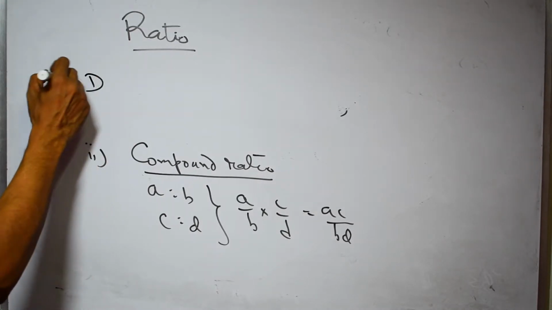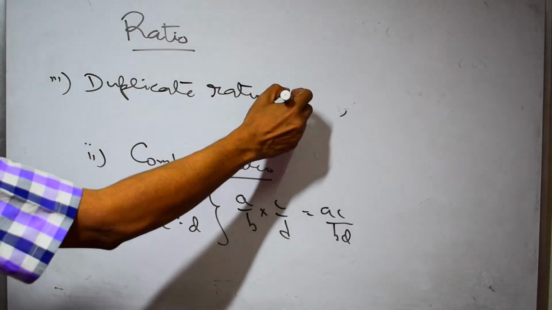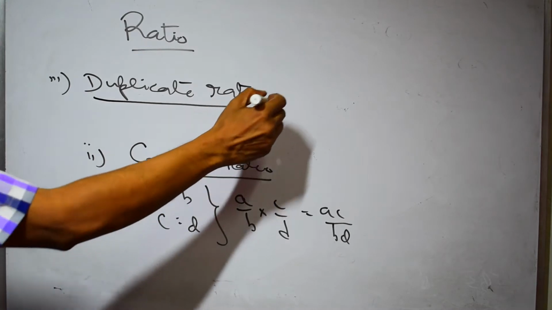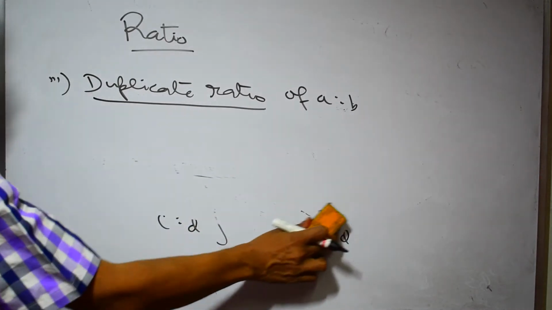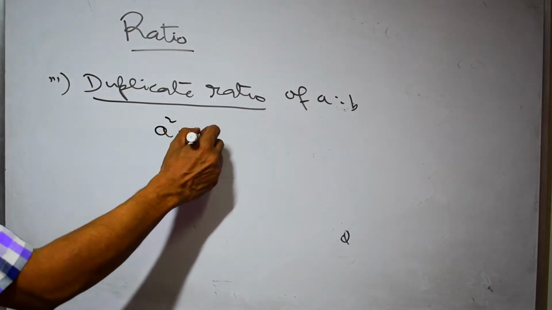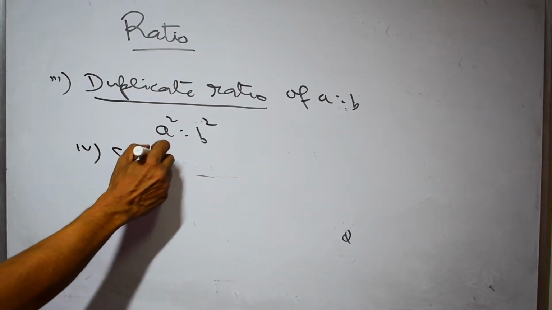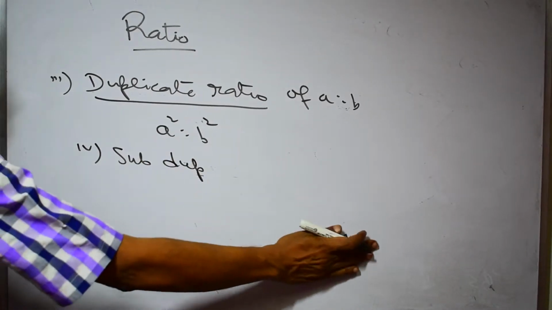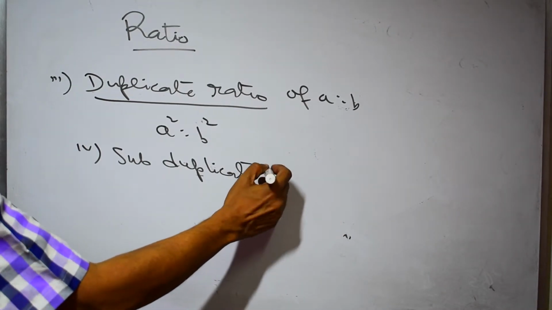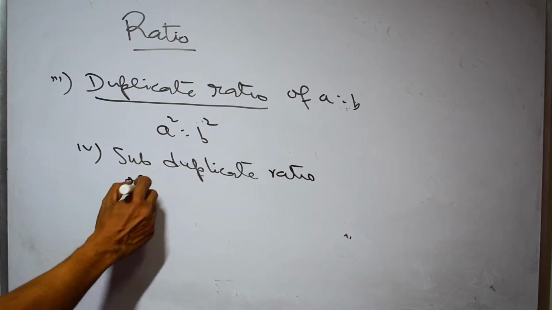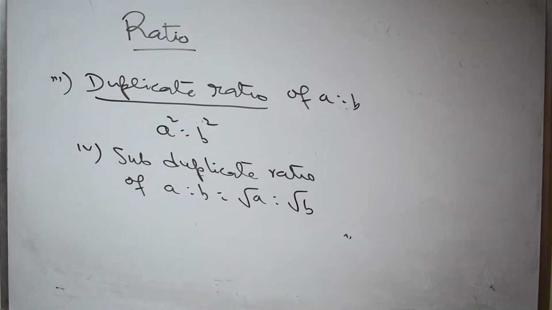Third is duplicate ratio. Duplicate ratio of A is to B will be A square is to B square. But subduplicate ratio of A is to B will be root A is to root B. That means the square root of A and the square root of B. If I take the ratio like that, then it is subduplicate.